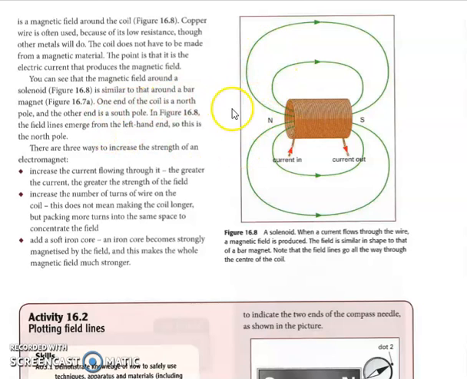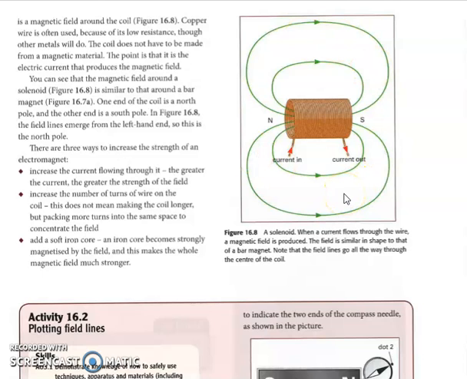One end of the coil is the north pole and the other end is the south pole. The field lines emerge from the left hand end, so that is the north pole. Where the field lines emerge, we fix that as the north pole, always. So that is the north pole, and the other end is the south pole.